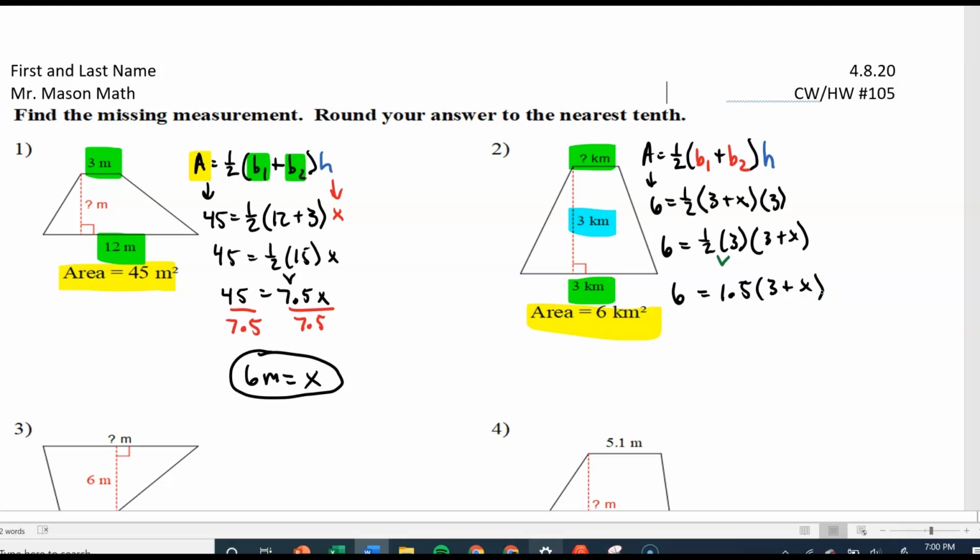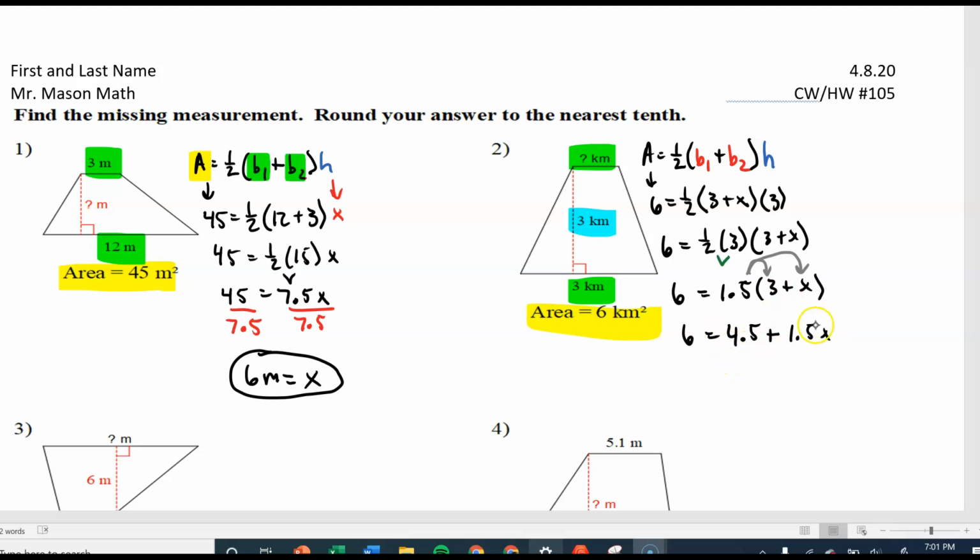And so this is where a couple of you messed up the other day, because this problem's a little bit different than number 1 in that you did not have to distribute there, but here you have to distribute. You have to do 1.5 times 3 and 1.5 times x. So 6 is equal to 4.5 plus 1.5x. Notice I did 1.5 times 3, that's how I got 4.5, and 1.5 times x, that's how I got 1.5x. This is our two-step equation here.